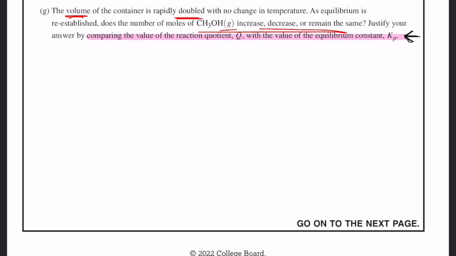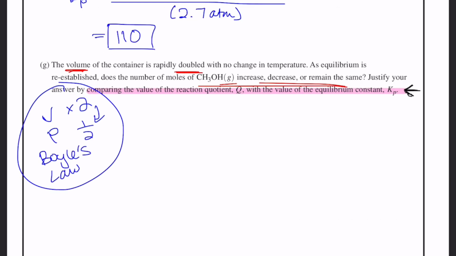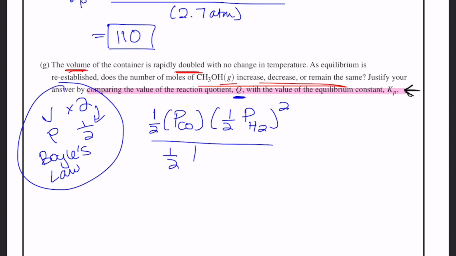Now we know that when volume is doubled, pressure is halved. We already know that. That is Boyle's law. This is something that you need to know going into the exam. Now when we're looking at the reaction quotient Q, all the partial pressures are going to be halved because of the volume being doubled. Here, we can think about this mathematically.